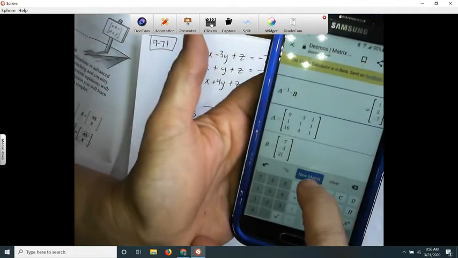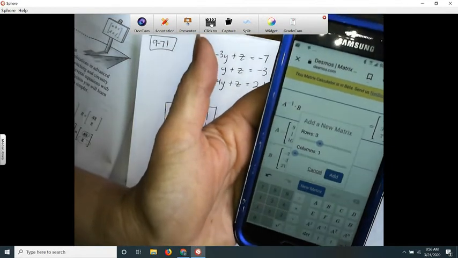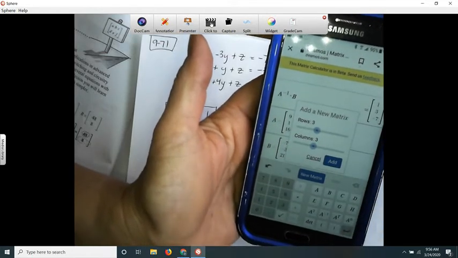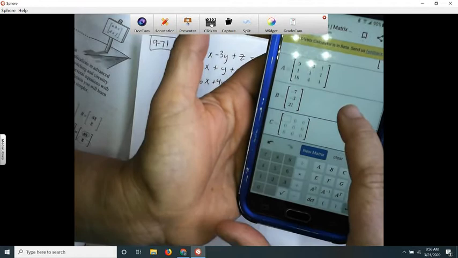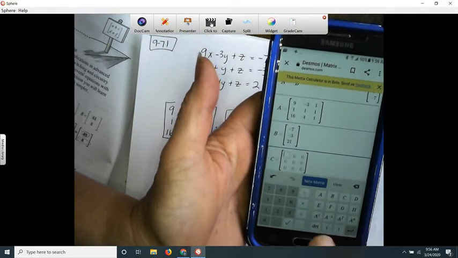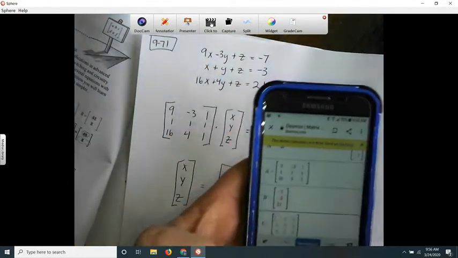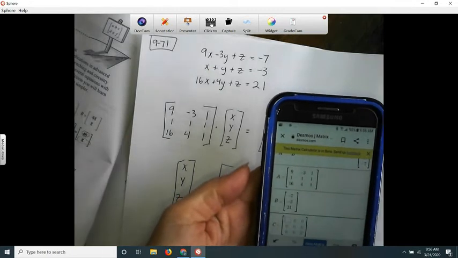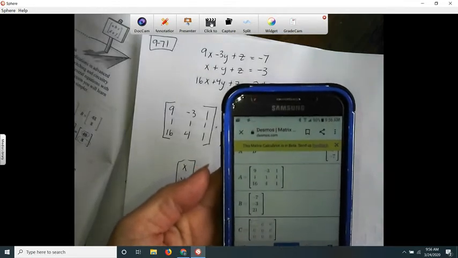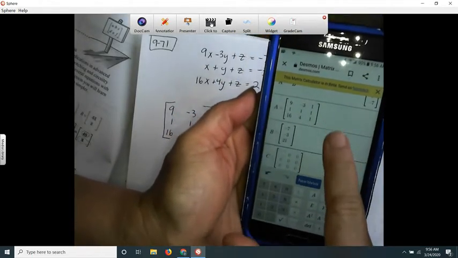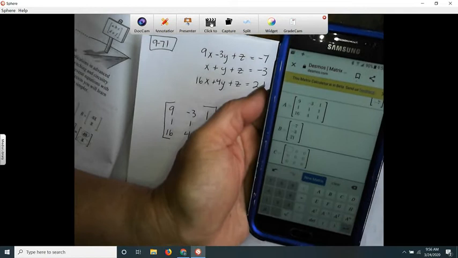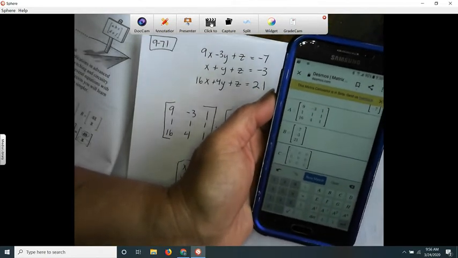What you do is you push new matrix, and you tell it how many rows and columns you want. I had a 3 by 3, and see how it just lets me type in all the numbers. The first thing I did is I pushed new matrix, and I put my matrix in. That's the same matrix that I have here on the paper. Then to get the inverse, I had to click away from that matrix, click somewhere else on your screen, and you can put the second matrix in.